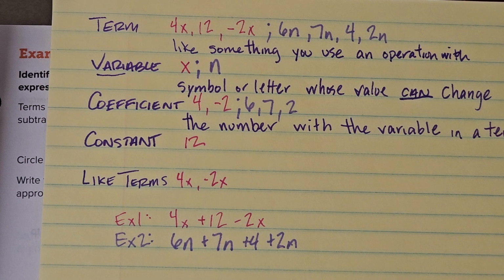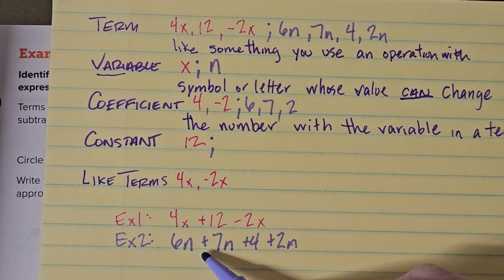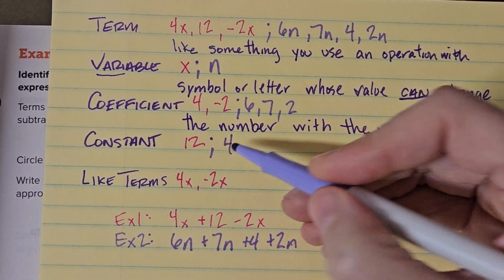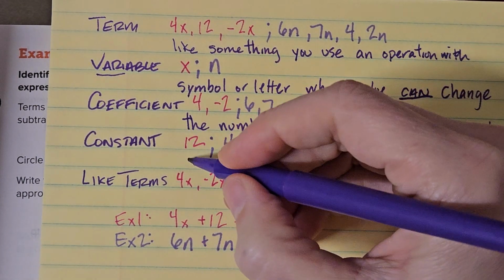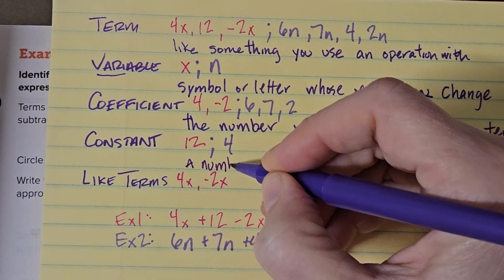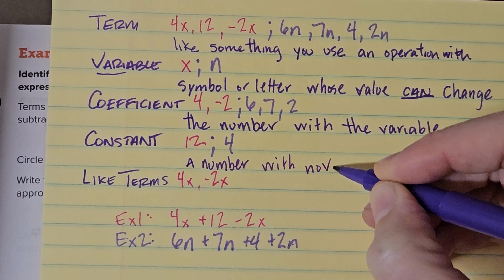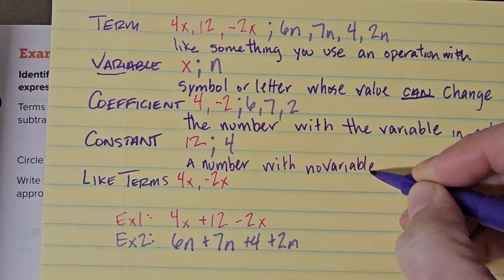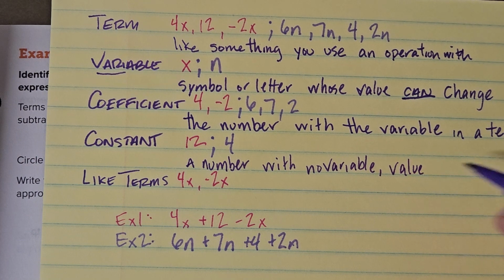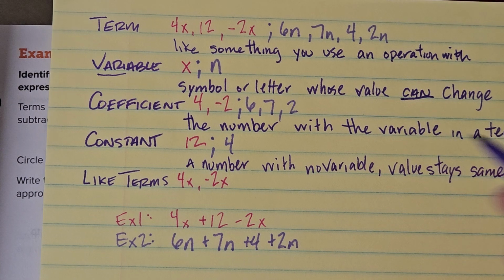All right, and constant. What's a constant? Well, the constant was just the number, boom, 4. And its value stays the same. A number with no variable, value stays same. Constant means stay same, basically.